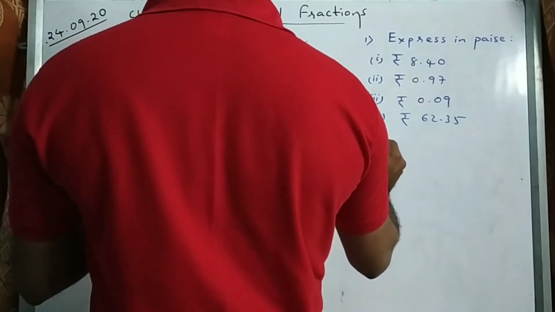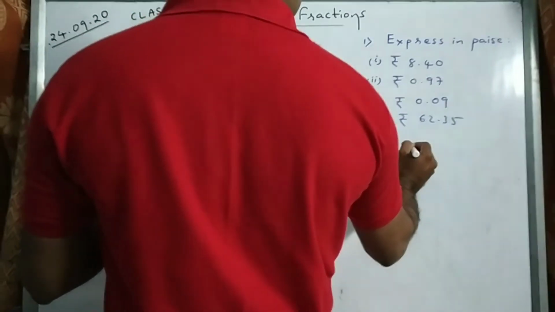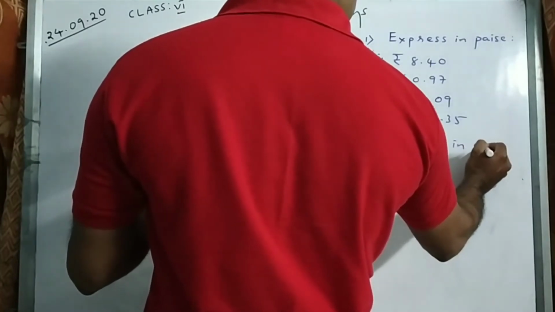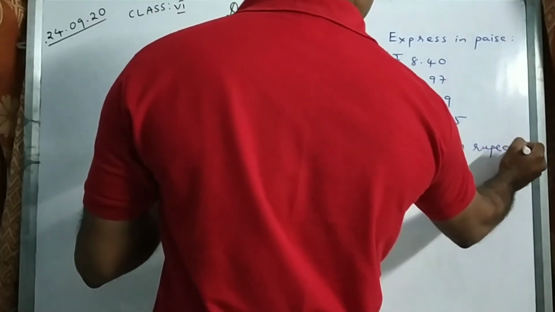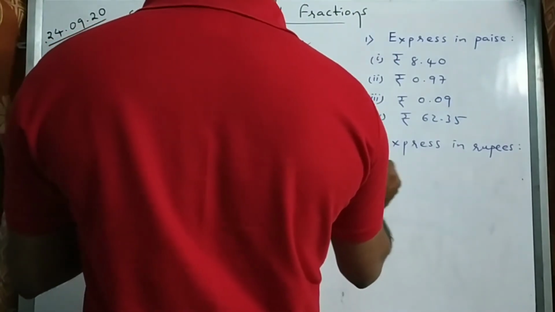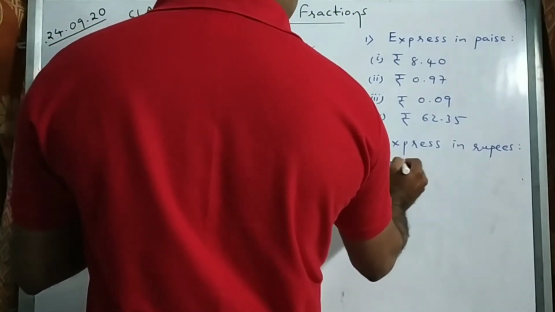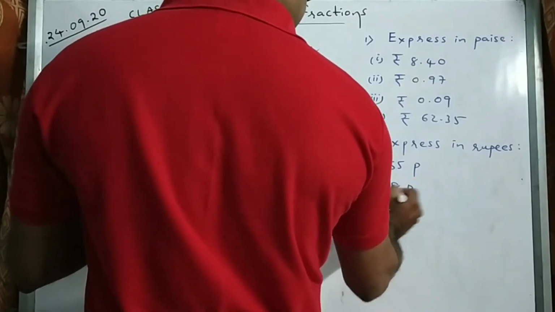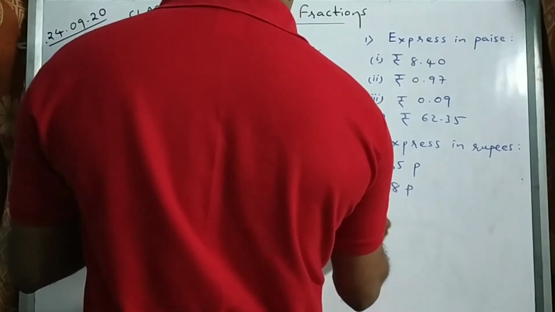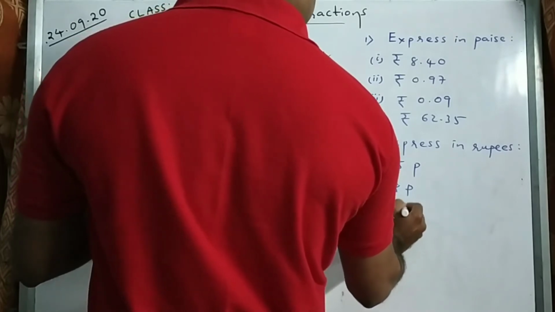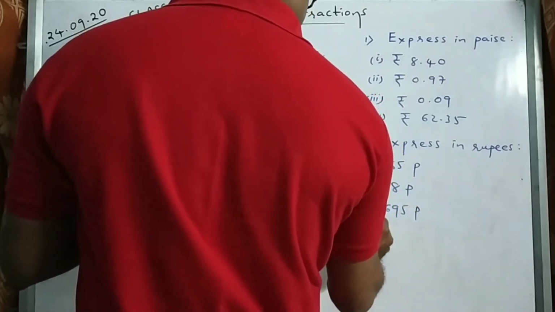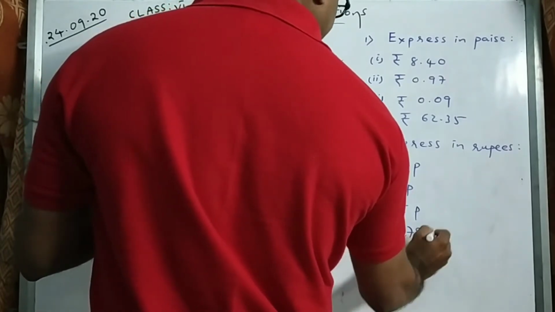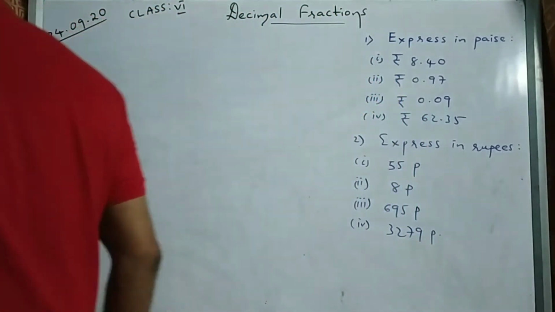Next, express in rupees. 1 rupee means how many pies, you know? 55 pies, 8 pies, 695 pies, 3279 pies. Let us see those.